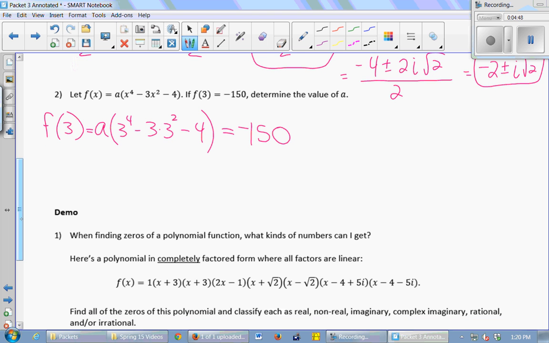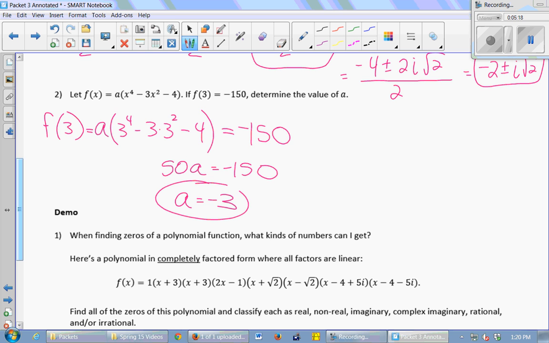Right. So now the only unknown in that sentence is a, and I can solve for it. So this is 81. I think that comes out to 50. 50a is -150. So a is -3. Good. All right, so we're going to need all these skills today in today's lesson: quadratic formula, we're going to deal with imaginary numbers, and we're going to be solving for a's sometimes.